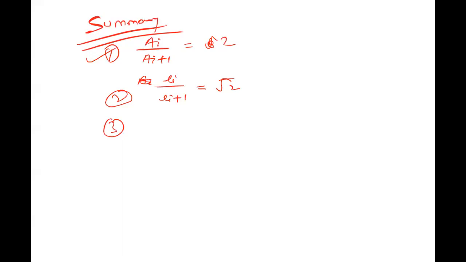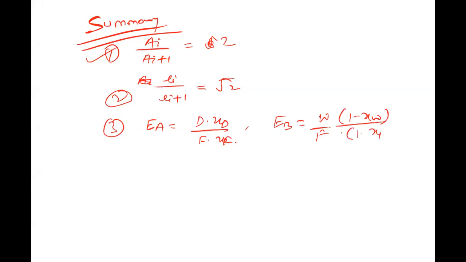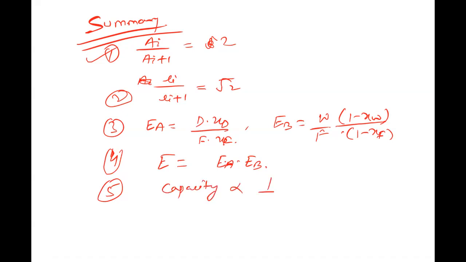So EA is what? D into XD by XF. Similarly, EB is W by F into 1 minus XW into 1 minus XF. And the fourth one, total effectiveness equal to EA into EB. The fifth one is capacity is inversely proportional to the effectiveness.